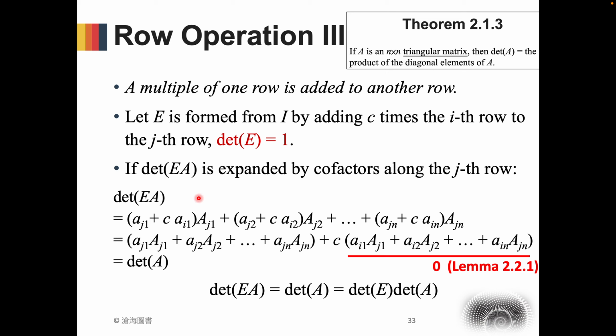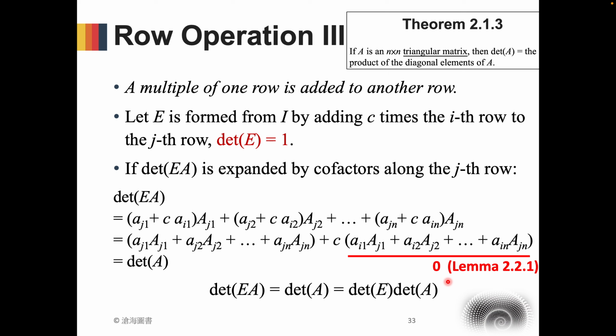Right? And then we do some rearrangement. We take AJ1 times capital AJ1 plus AJ2 times capital AJ2 together. So this is the first part. And then the second part, if we take the C out, becomes AI1 times capital AJ1 plus AI2 times capital AJ2, and so on.